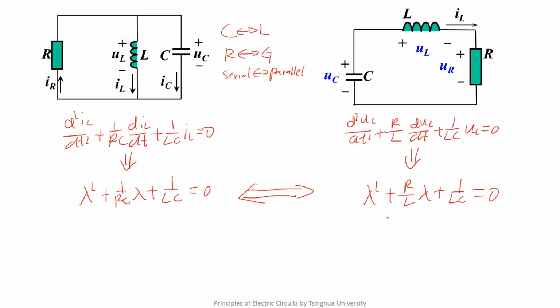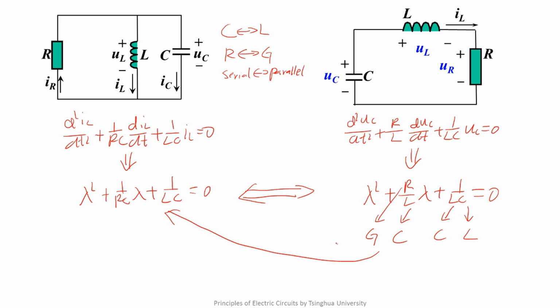Compare these two equations. We can find that after changing R to G, L to C, and C to L in the right equation, it becomes the same as the left equation. Similarly, if we change R to G, L to C, and C to L in the left equation, it will become the right equation. So this is an important reason why we stopped deriving many conclusions of the RLC parallel second-order circuit just now.